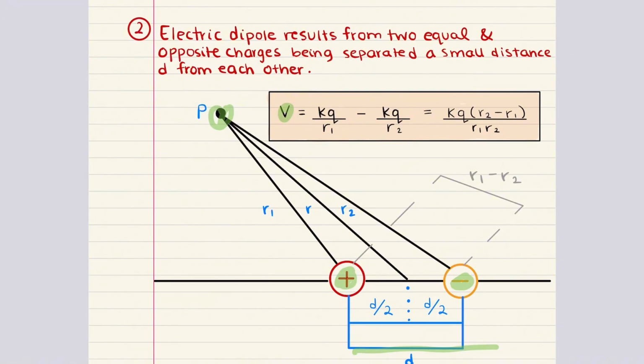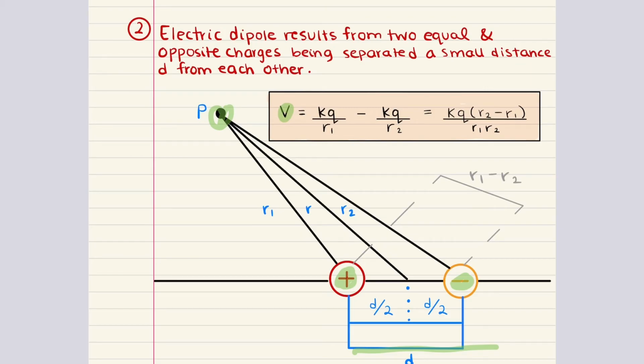R1 and R2, these are the distances. R1 specifically is the distance from the positive charge to point P, and R2 is the distance from the negative charge to point P. K is Coulomb's constant, and Q is the magnitude of the charges.